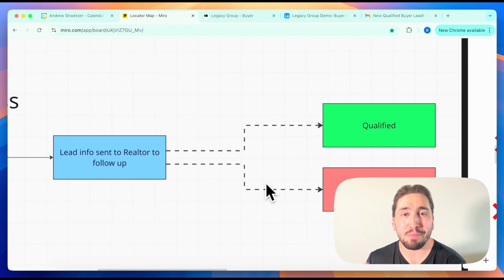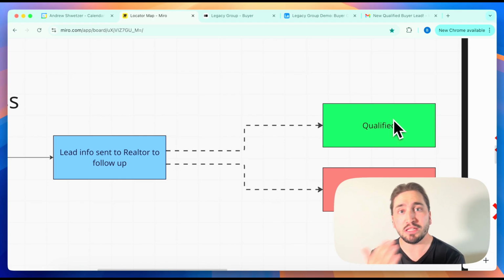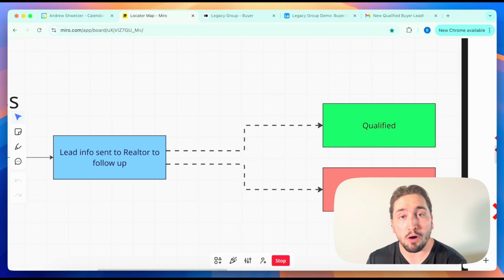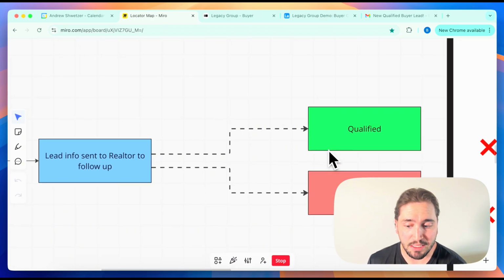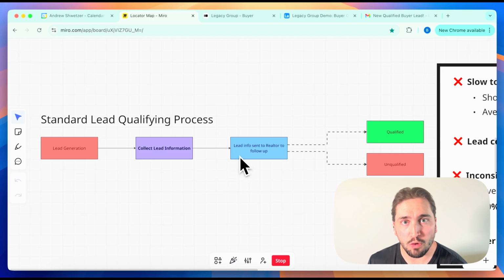But the problem when you just take that lead information and pass it off to the realtor is it becomes a binary sorting system where the realtor is basically saying, okay, either this is a qualified lead or an unqualified lead. Either it's a good lead or a bad lead. So there's two boxes that the leads fall into. If it's a good lead, the realtor might try a few times to follow up with them. If it's not a good lead, they're just going to junk it, and that's that. So that's the typical standard lead qualifying process.